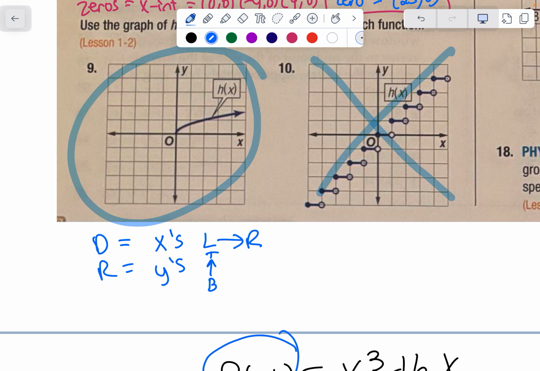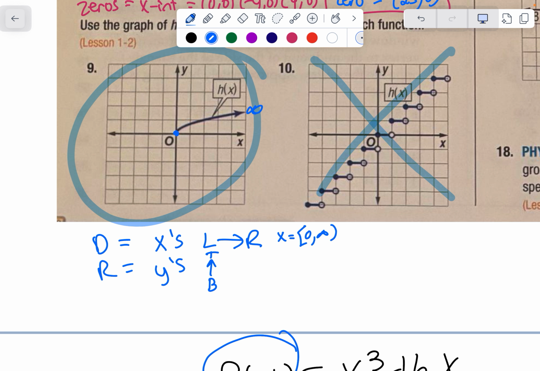So what is the smallest x value we use for number 9? 0. What's the biggest x value we get to use? Yeah, we're going to keep going to the right. So that arrow indicates infinity. So the domain would be from 0, probably in a bracket, because it looks as if it's just a point, to infinity. Okay. The range are the y's.